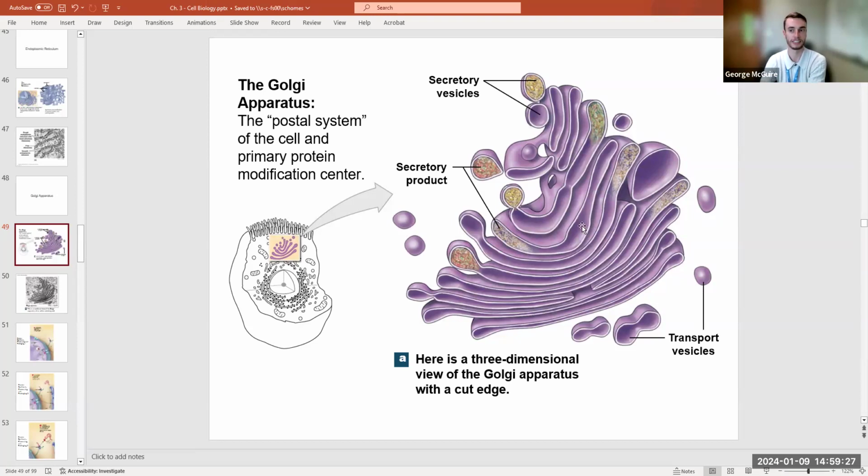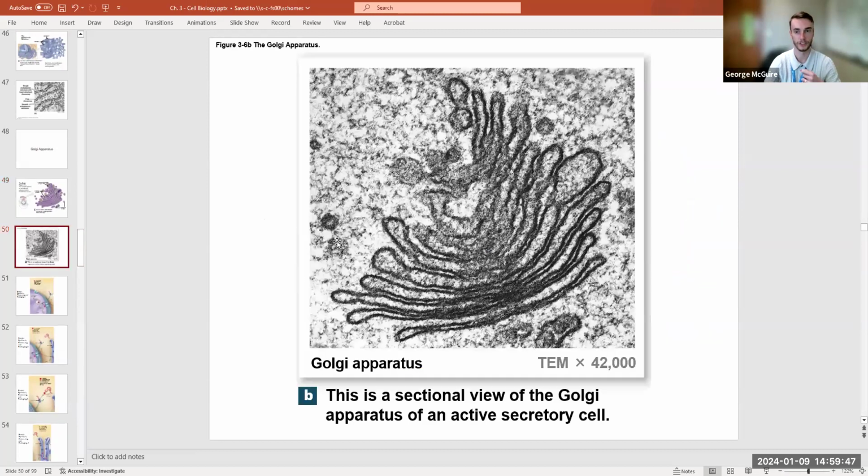But a second function of the Golgi apparatus is that it is the main organelle that is going to be responsible for protein modification. So in order for our proteins to finalize into that tertiary or quaternary structure where they are now functional, that is typically happening within the Golgi apparatus. Here's another look at that here.